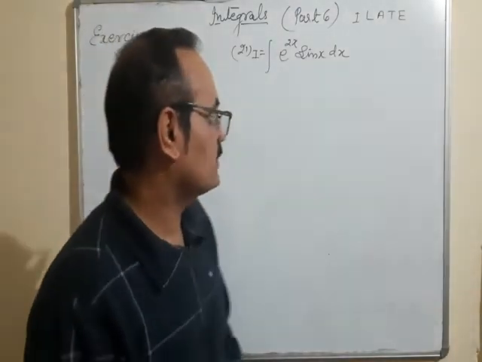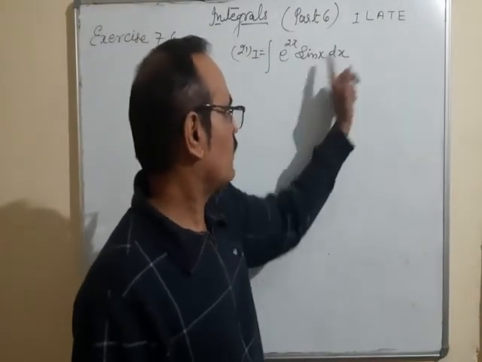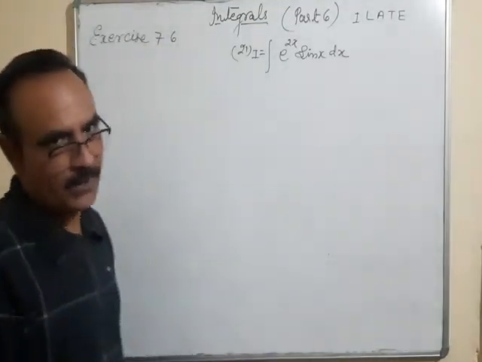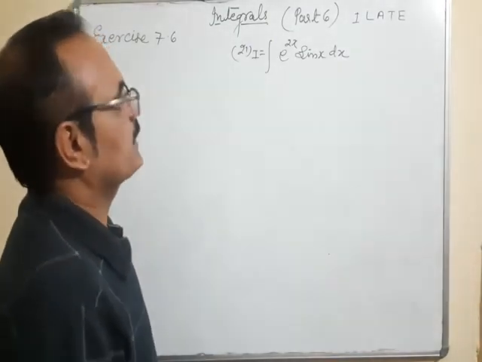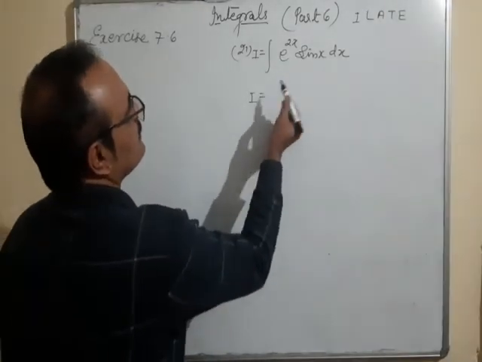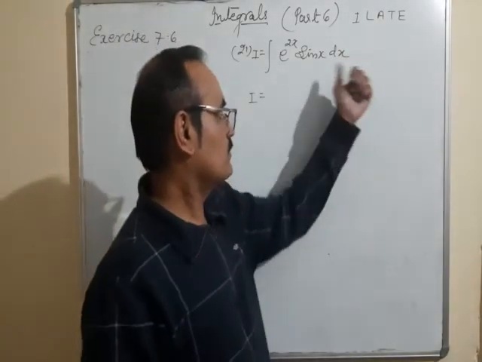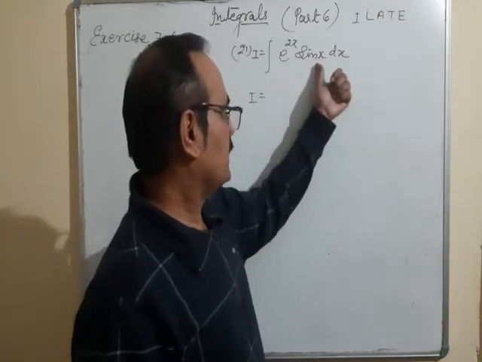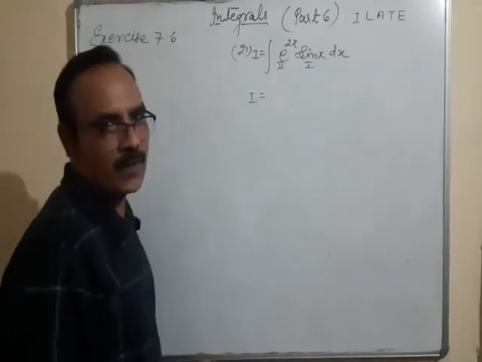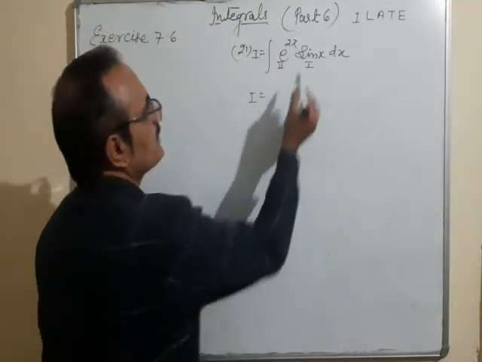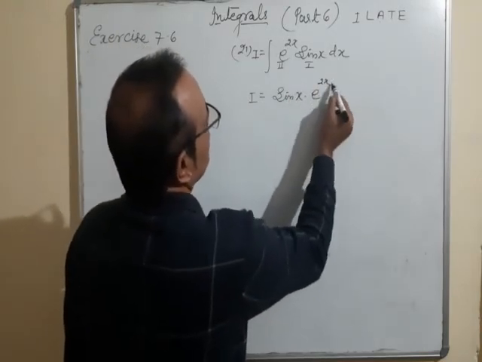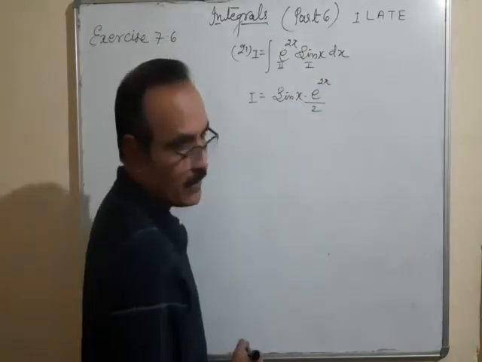First function, second function. Here one is an exponential term and one is a trigonometric term. The trigonometric term should be taken as first, and the exponential will be the second term. Here I think there is no problem if you take it the other way, but I am taking it as per the rule. Integration by parts: first function sin x, integration of second function e to the power 2x, and again 1 upon 2 is coming.